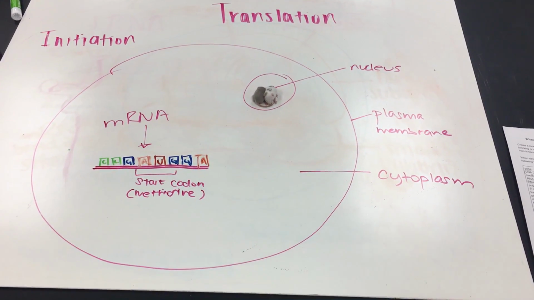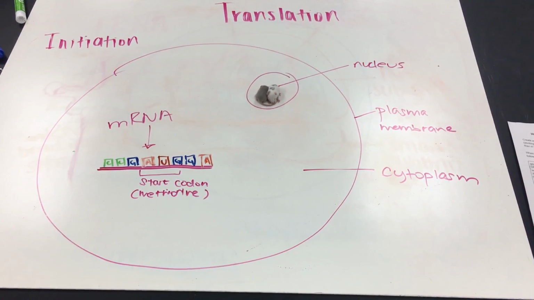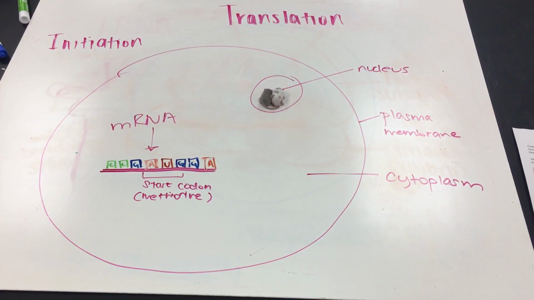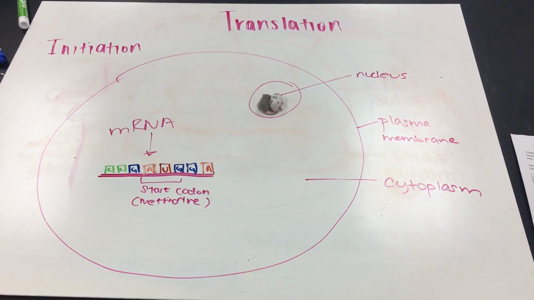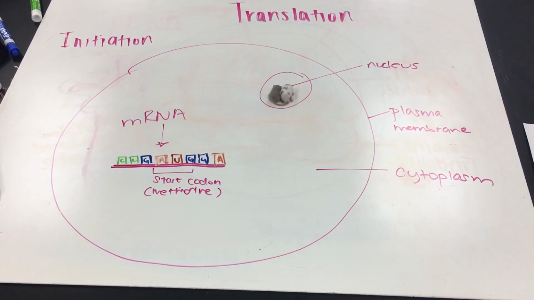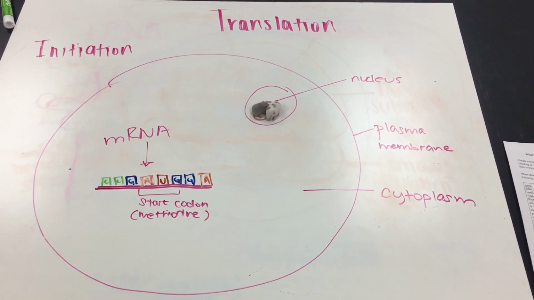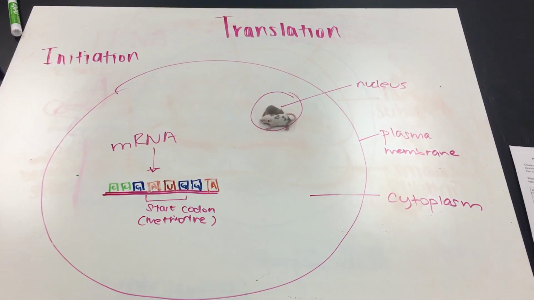The first step of translation is initiation. The 5' G cap of mRNA binds to the ribosome. The start codon AUG and the anticodon with methionine bind to the P site. The A site is open and ready to receive the new tRNAs.